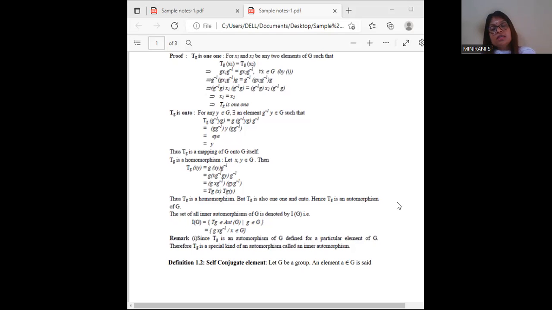So here, since Tg is an automorphism of G, defined with respect to a particular or fixed element of G, you can consider it as a special kind of automorphism known as the inner automorphism.